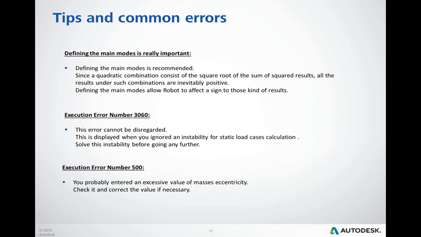It may happen that you see, during modal analysis calculations, error 3060. This error cannot be disregarded. Usually, modal analysis diverges and it's reported by the program. It's caused by ignoring instability in static load cases. To solve this problem, it's needed to correct the model to get rid of instabilities in it.